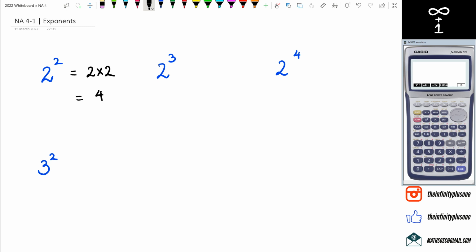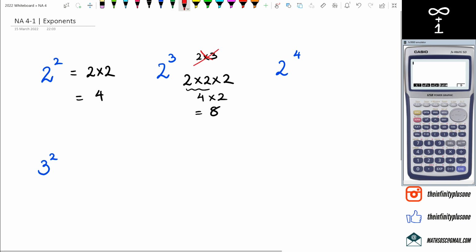Now, the problem comes when they see 2 to the power of 3. One of the most common mistakes that I see people making is they think that 2 cubed is 2 times 3, and this is incorrect. All right, because what does 2 to the power of 3 mean? It says that we want to take 2 and multiply it by itself 3 times. So we've got 2 times 2 times 2. 2 times 2 is 4, and then 4 times 2 equals 8.